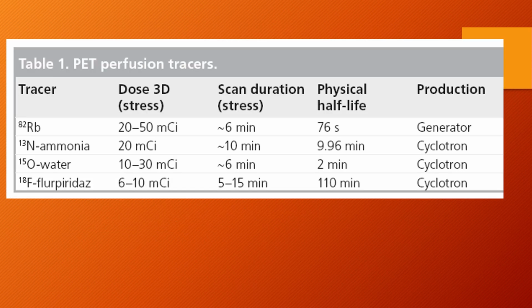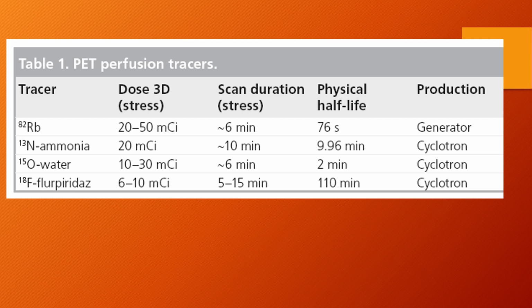This table is showing you the differences in the PET perfusion tracers. Nitrogen ammonia is about 20 millicuries, and you scan them for about 10 minutes. With the rubidium, it says 20 to 50 on here.